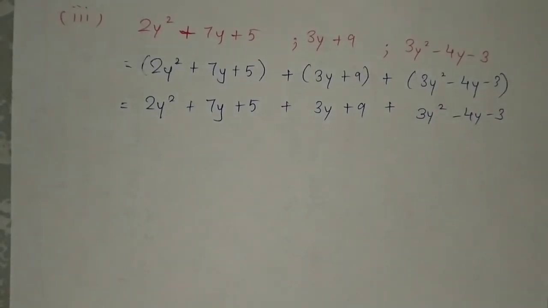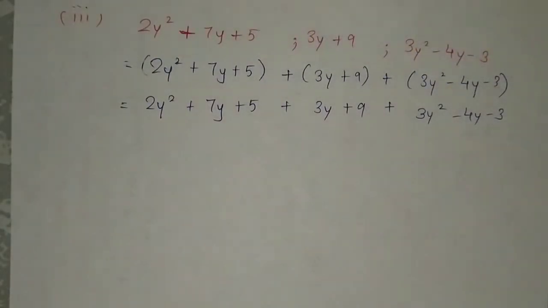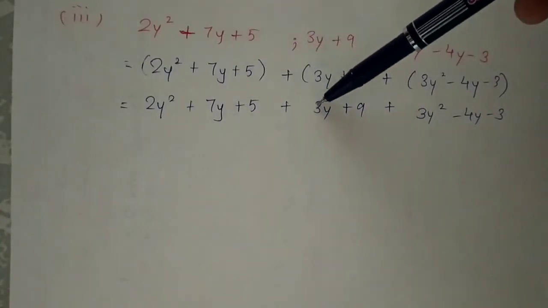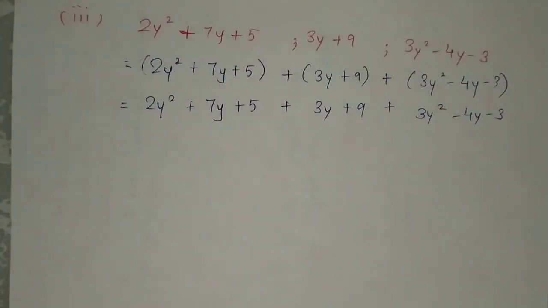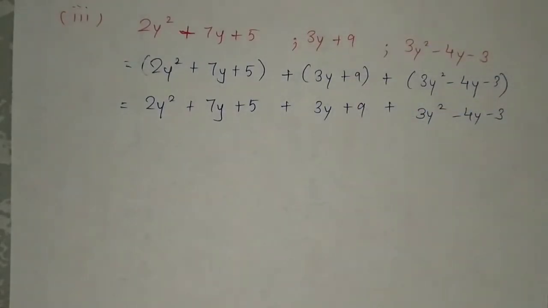So as always we have put it in the brackets and then we have removed the brackets. Now we will put all the like terms together, and here the highest power is 2, so we'll write down all the terms which have 2 as their power. So as we can see, we have 2y square and 3y square. So we'll write it first. After square comes 1, so y raised to 1, so 3y here and 4y. That will come second, and then after that the numbers 5 plus 9 minus 3. So let us write it together.